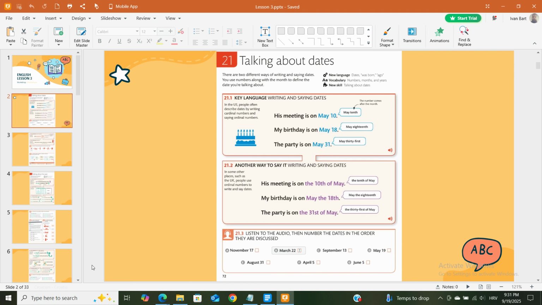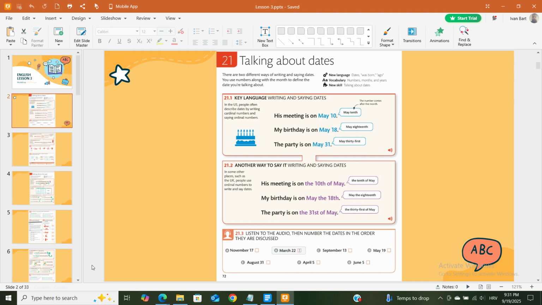21.2 Another way to say it: writing and saying dates. In some other places, such as the UK, people use ordinal numbers to write and say dates. His meeting is on the 10th of May. My birthday is on May the 18th. The party is on the 31st of May.